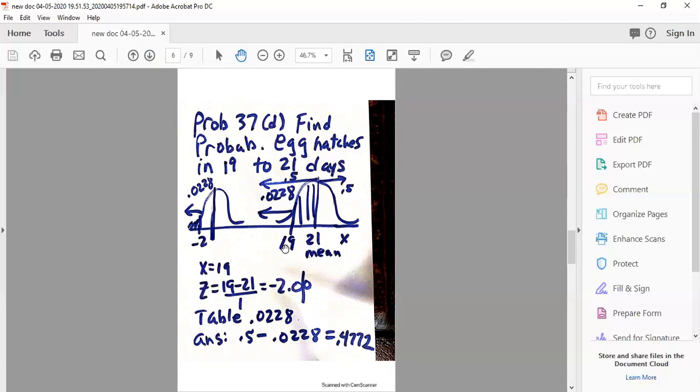So when I convert 19 to a Z value, you can almost do it in your head. If the standard deviation is 1, you are 2 below the mean. But again, the Z-score formula will also tell you that you're at -2 standard deviations. Split off the hundreds place 0. Table value looks up to 0.0228. That will be to the left of -2 and of 19. And then because there's 0.5 to the left of the 21, since it's the mean, you'll wind up subtracting this from 0.5. Subtract them out, you should wind up with 0.4772.